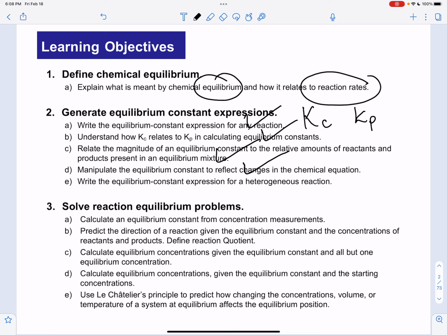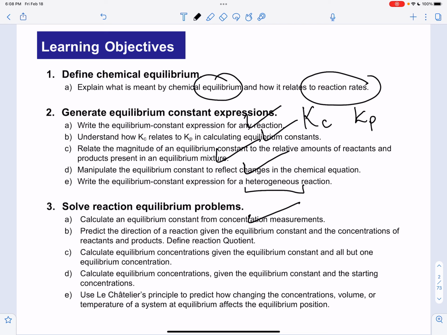And then we're going to see something that is called a heterogeneous reaction. So the same way you understand homogeneous mixtures and heterogeneous mixtures, we're going to see how we write an equilibrium constant when we're dealing with a heterogeneous mixture. After we do that, then we're going to go deep into calculations. And given the concentrations, we're going to be able to calculate the equilibrium constant.